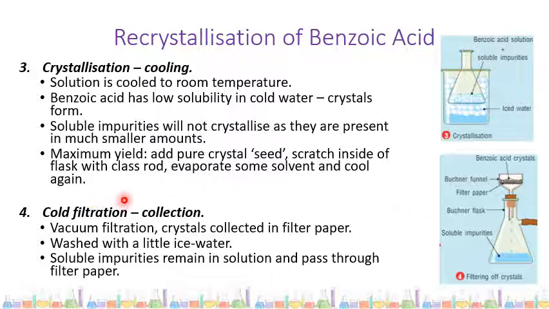Finally then, you are going to have to filter the solution in order to separate your liquid from your crystals. So again, we'll use a vacuum filtration using a Buchner funnel, and the crystals will be collected in the filter paper this time, and all the water and any soluble impurities will pass through. Just to ensure that we get the maximum amount of crystals, you can wash them with a little bit of ice water to ensure that any water remaining in there does not have dissolved benzoic acid in it.